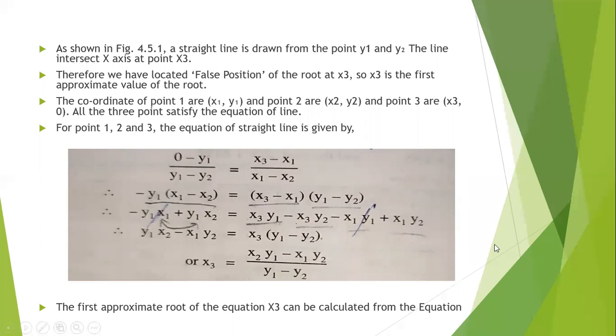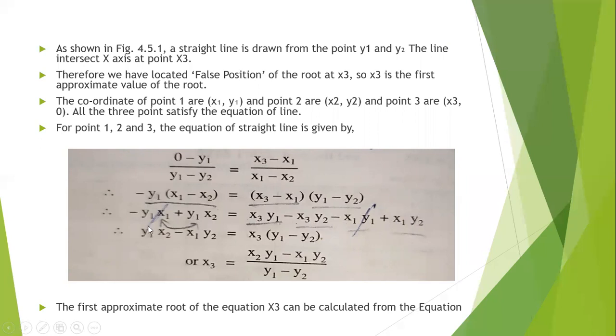Then multiply all the terms. Minus y1 x1 plus y1 x2 is equal to x3 y1 minus x3 y2 minus x1 y1 plus x1 y2. Minus x1 y1 and minus x1 y1 get cancelled. Then y1 x2 is equal to x3 y1 minus x3 y2 plus x1 y2.